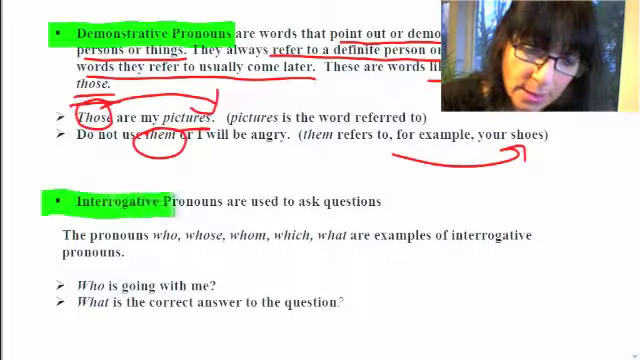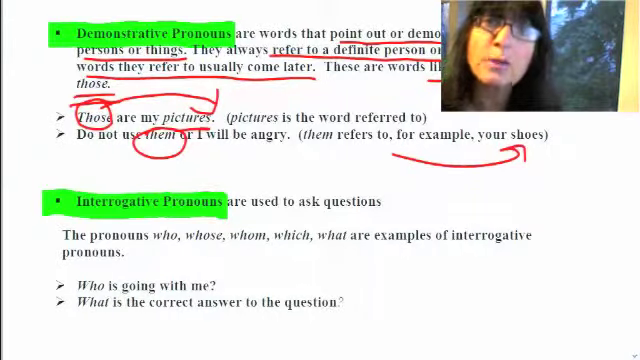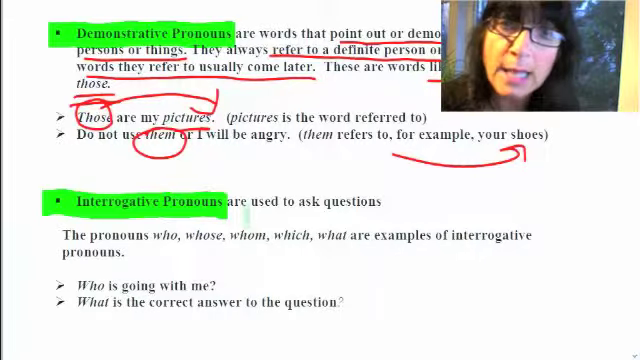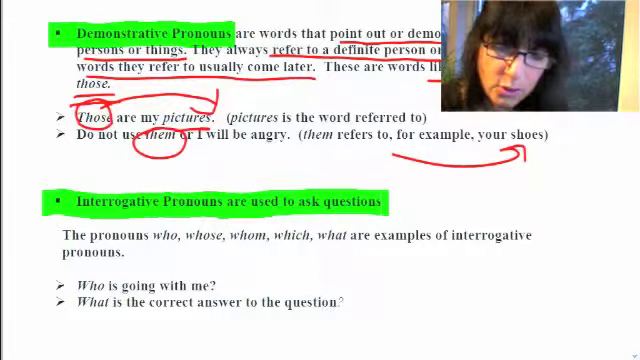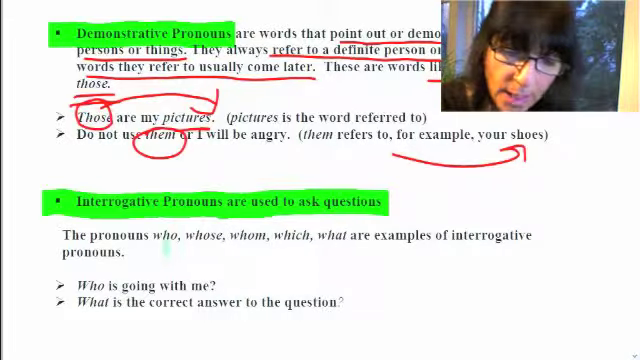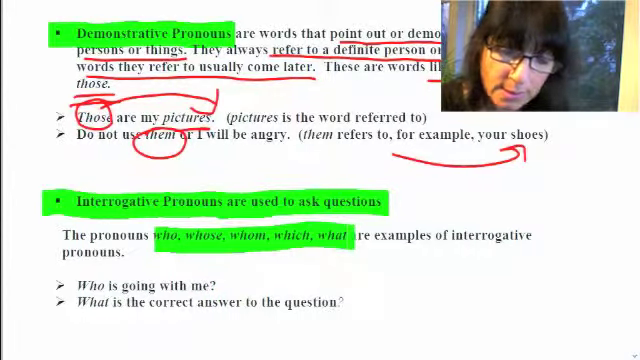And the next type of pronoun is called interrogative pronouns. If you interrogate somebody, you ask questions. So that's exactly what an interrogative pronoun does. It asks questions. Examples of interrogative pronouns are who, whose, whom, which, and what. Let's look at some examples.